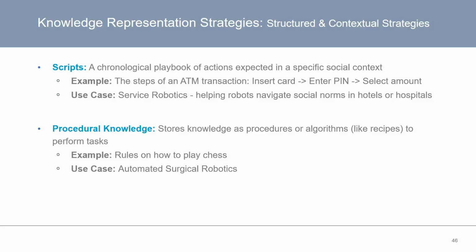Eighth, we have procedural knowledge, which stores knowledge as procedures or algorithms such as recipes to perform tasks, for example, how to play chess. One use case might be in automated surgical robotics.